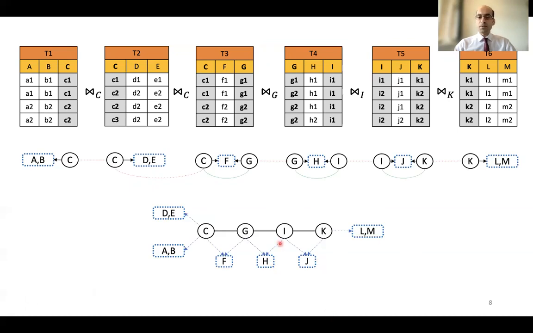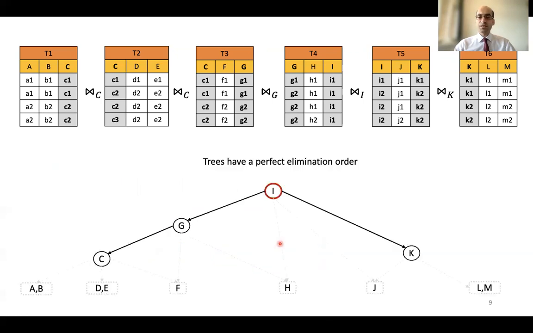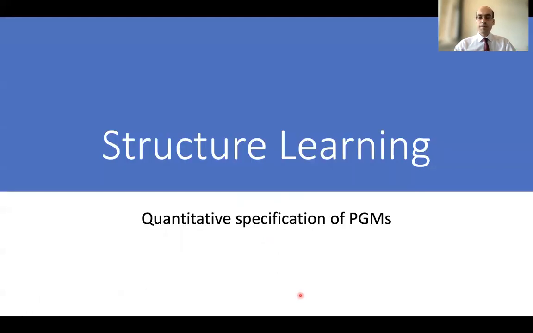So we can assume it is a tree, and in any tree, we can assume any of the nodes as the root of the tree. So I just chose I for this example. Any tree has a perfect elimination order. It means that we have simplicial nodes in the leaves, and we can eliminate the nodes one by one without adding new edges in the graph. So we can eliminate first C, then G, then K, and then I. And these are our non-join attributes.